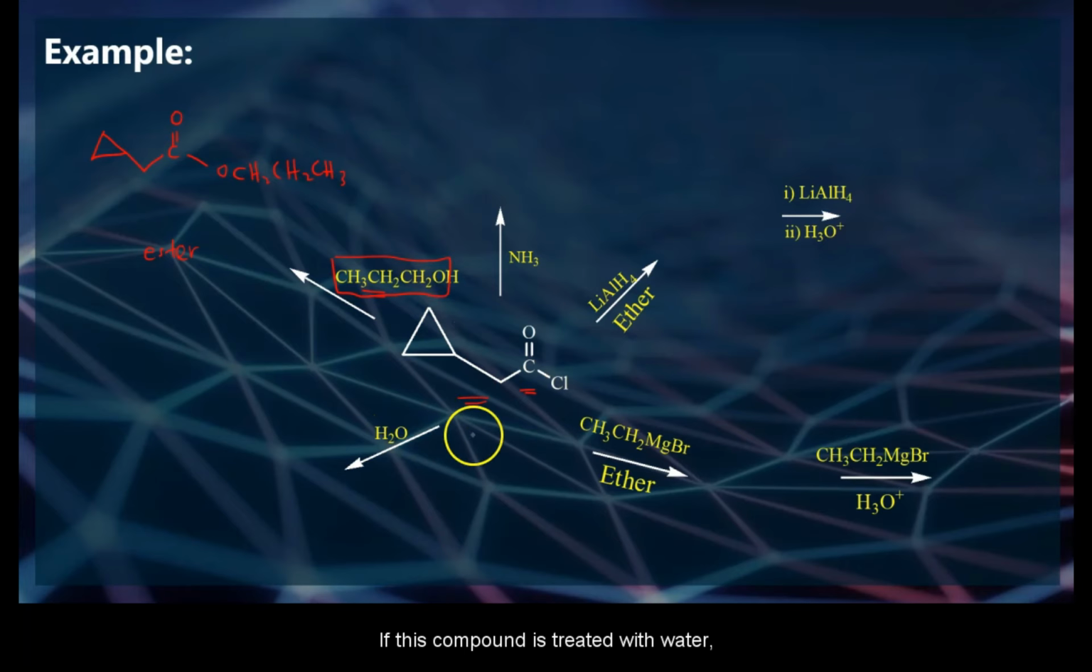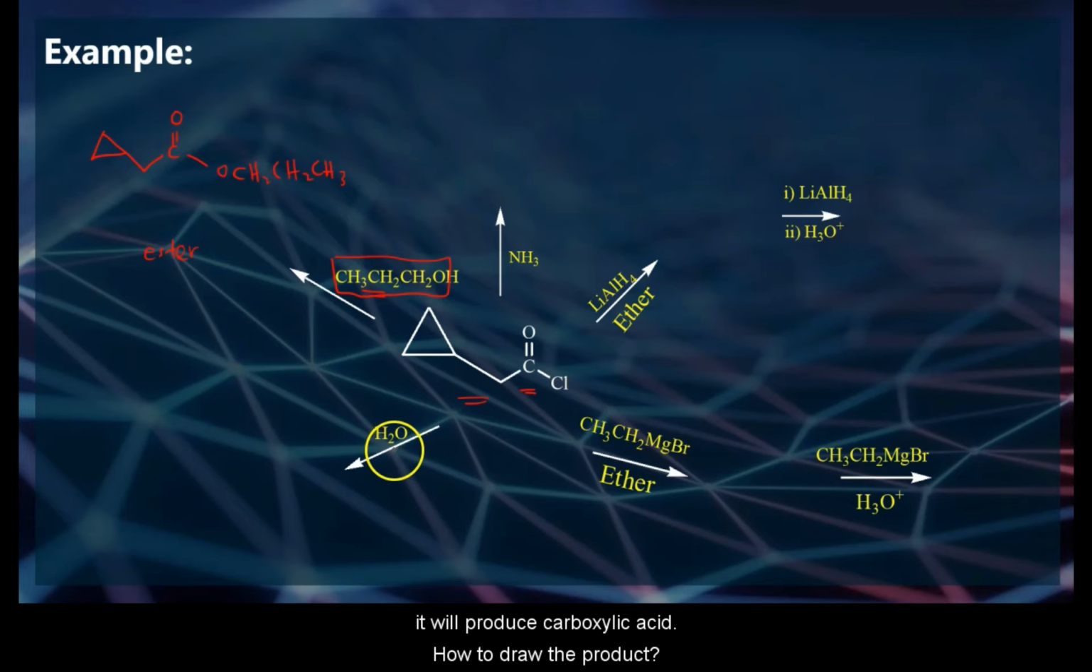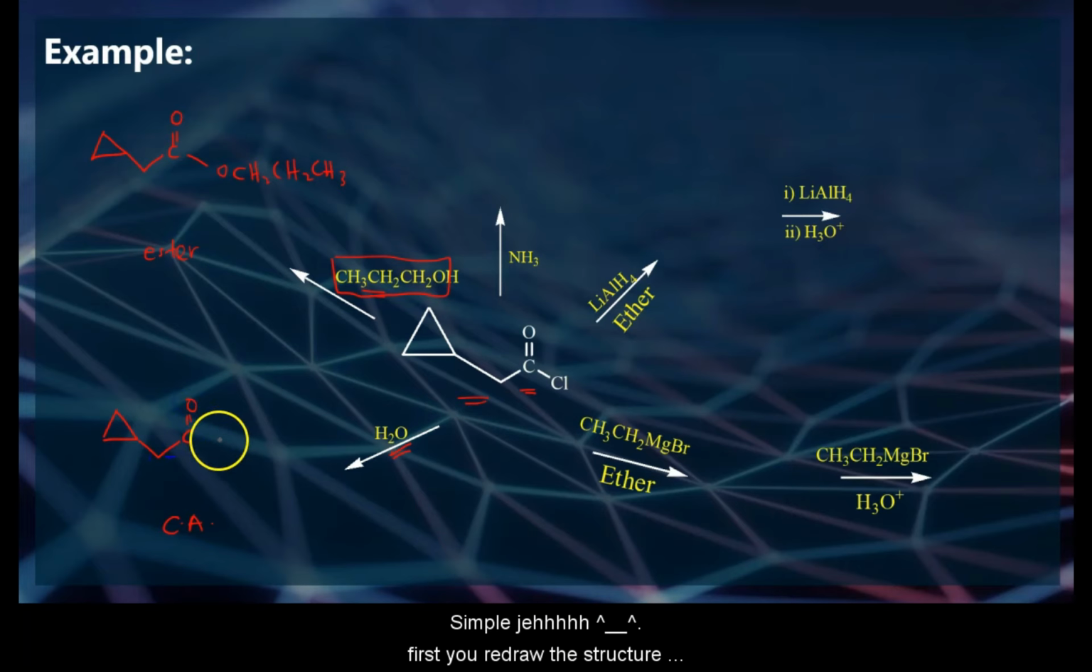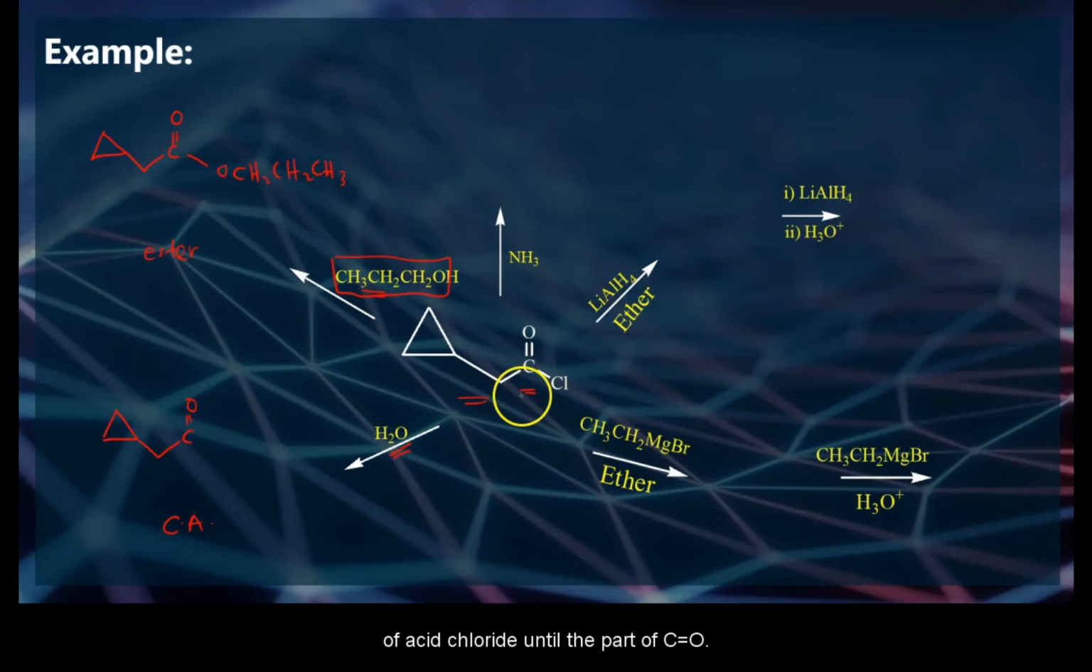Next is the hydrolysis reaction. If this compound is treated with water, it will produce carboxylic acid. How to draw the product? Simple. First, you redraw the structure of acid chloride until the part of C double bond O. Then, attach C double bond O with OH. That's all.